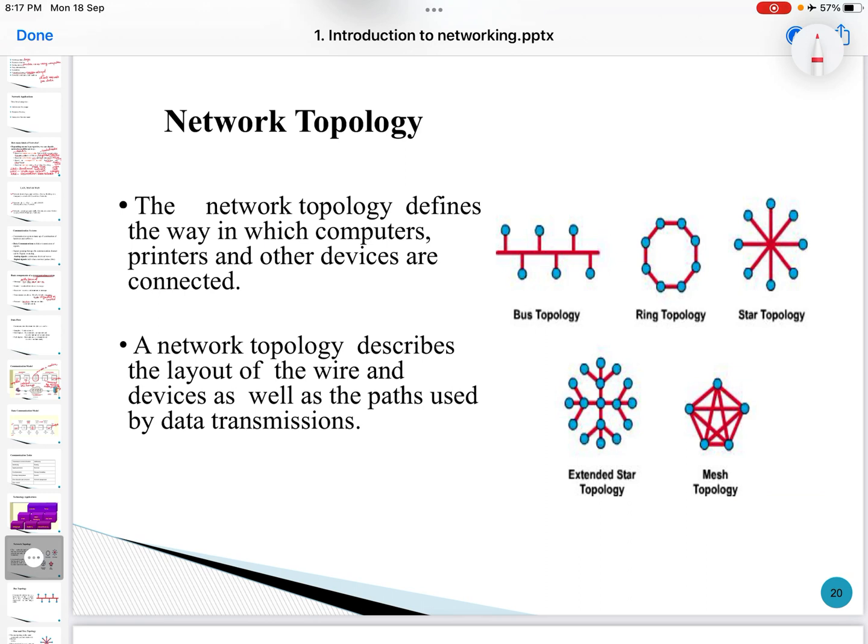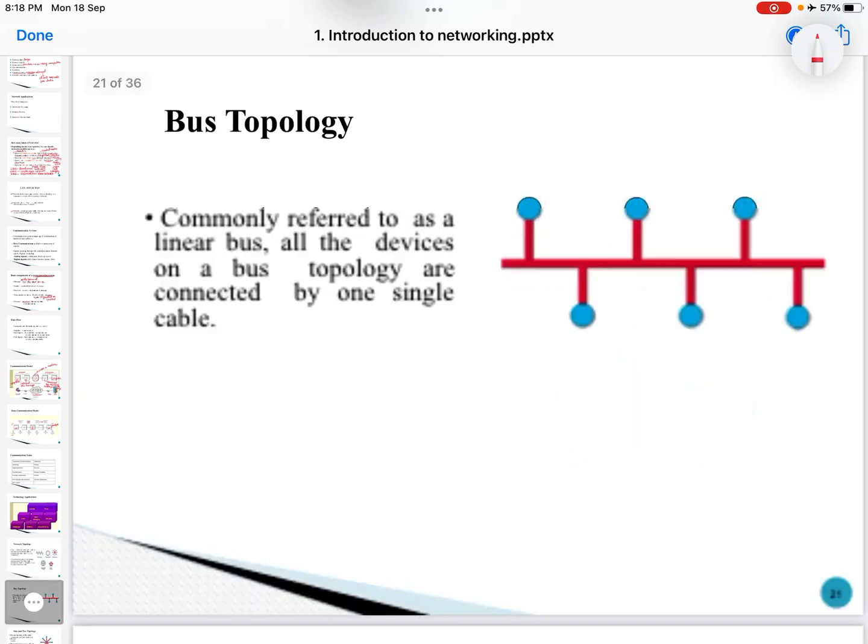Now next we learn about the network topology. The network topology defines the way in which the computers, printers and other devices are connected. So the way in which the different computers, the different devices, different printers are connected with each other on a network. A network topology describes the layout of wire and devices as well as the paths used by data transmissions.